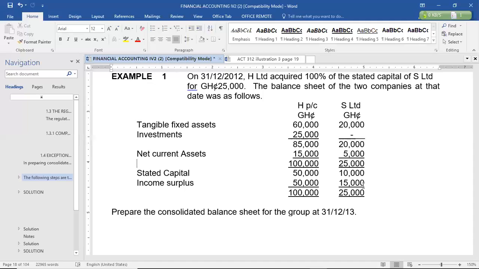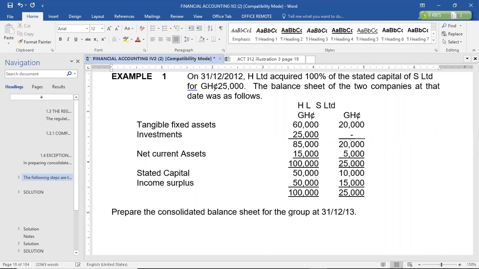Example 1. On 31st December 2012, H Limited acquired 100% of the stated capital of S Limited for 25,000. The balance sheet of the two companies at that date was as follows. Tangible fixed assets: 60,000 for H Limited and 20,000 for S Limited. Then the investment is 25,000 for H and nothing for S Limited.